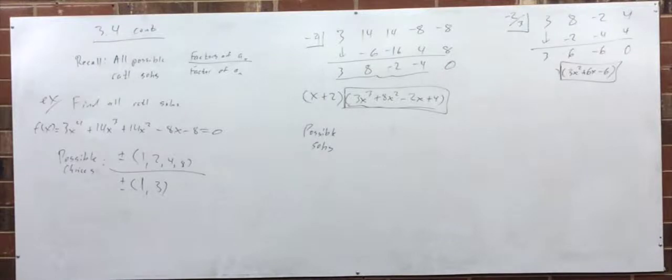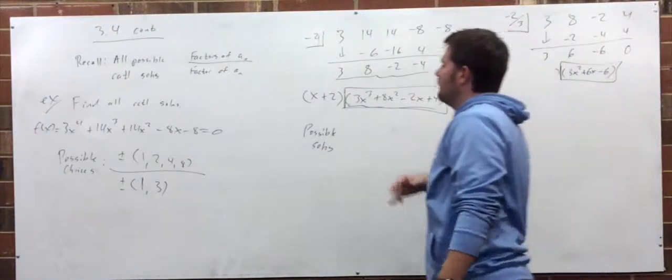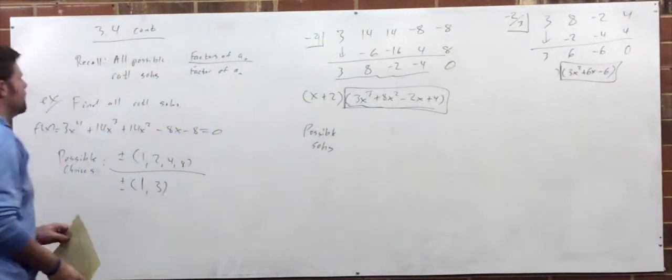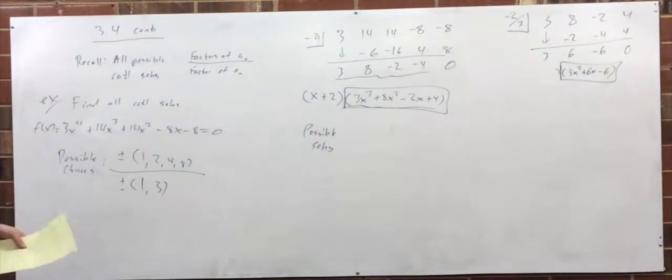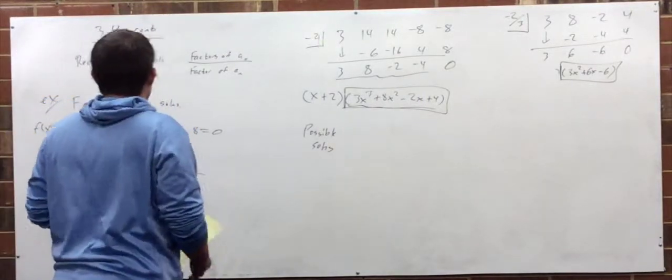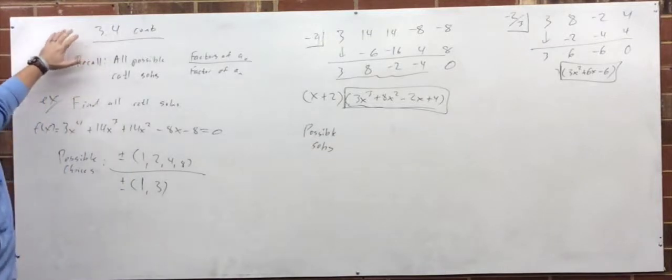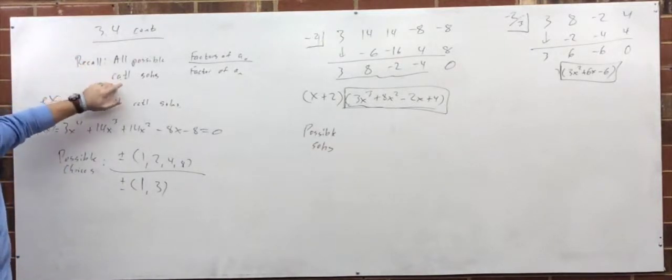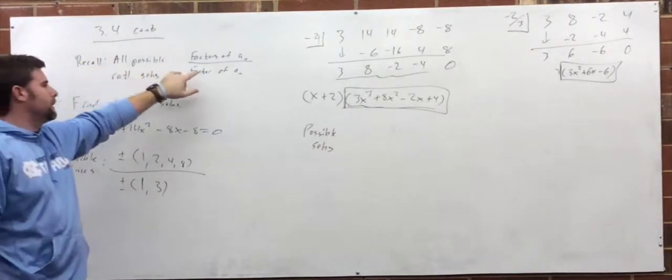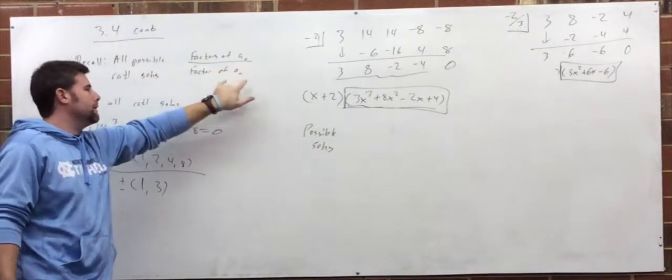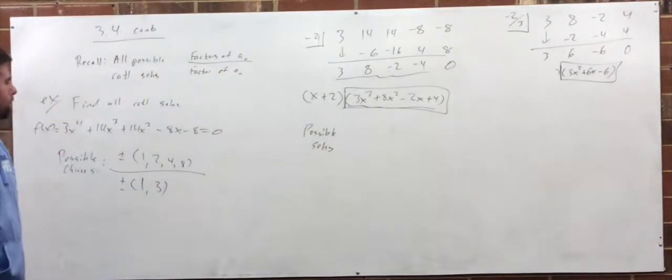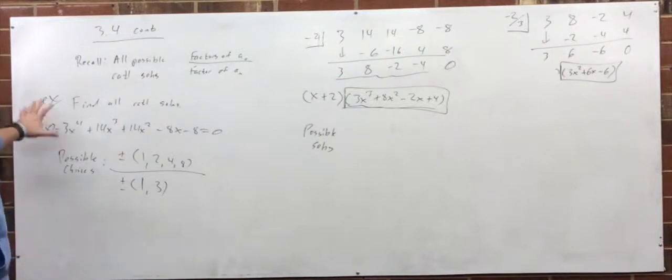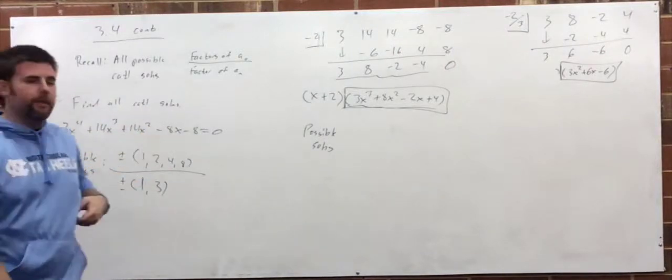Alright, we're finishing up section 3.4. I've already written some stuff up here, so I'm going to talk you through it, and then I've got a few more things to write. So, recall all possible rational zeros of an equation are the factors of the constant divided by the factors of the leading coefficient. So we're going to just work our way through an example, and that's pretty much going to make this video up.